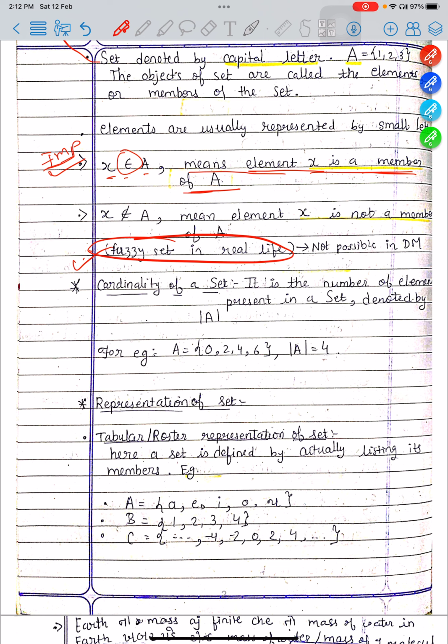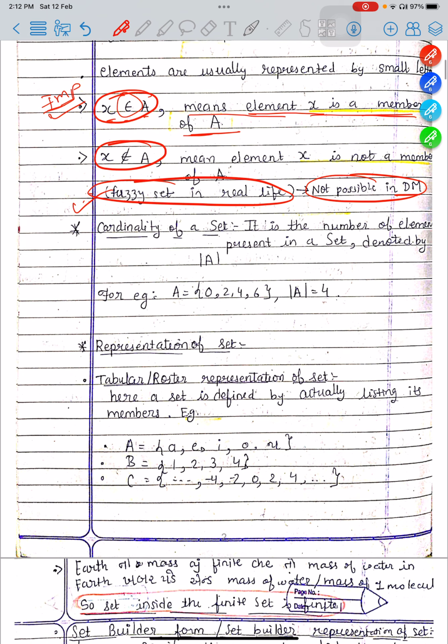But this type of fuzzy set is not possible in discrete mathematics. Only two cases are possible: either x belongs to A or x does not belong to A. Next, cardinality. It is the number of elements present in a set. It is denoted by mod A. For example, A is {0, 2, 4, 6}, and mod A equals 4.